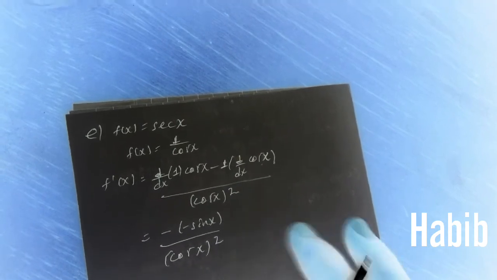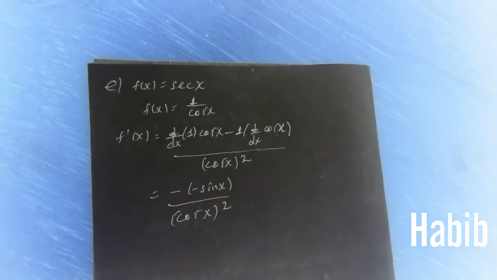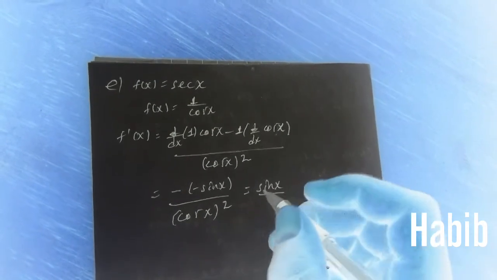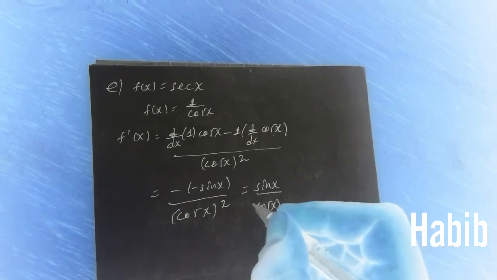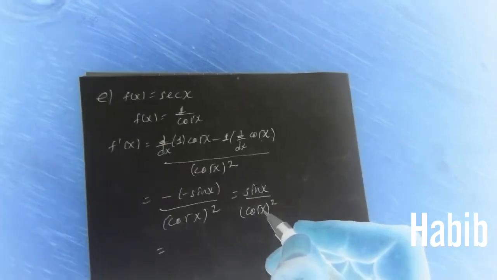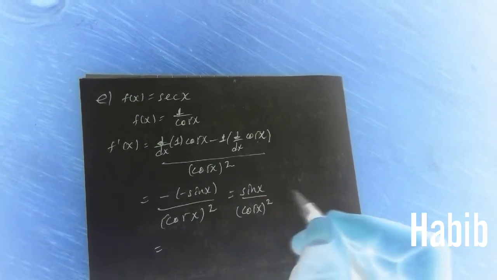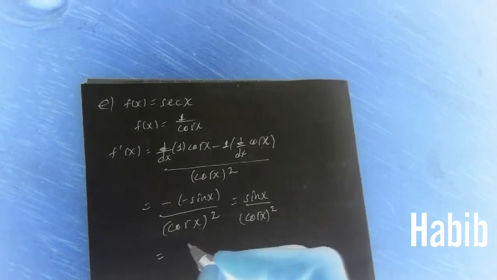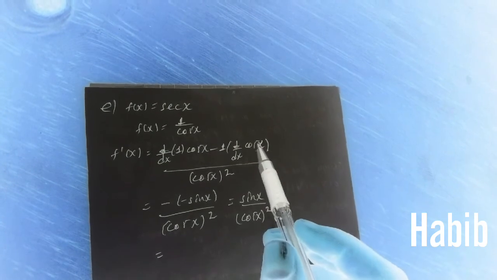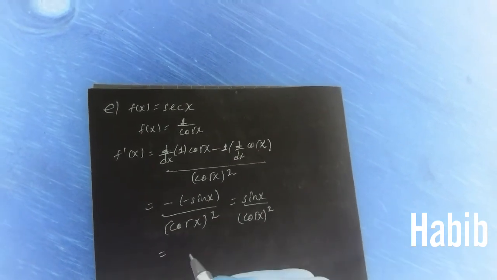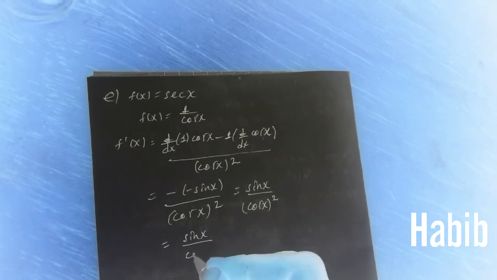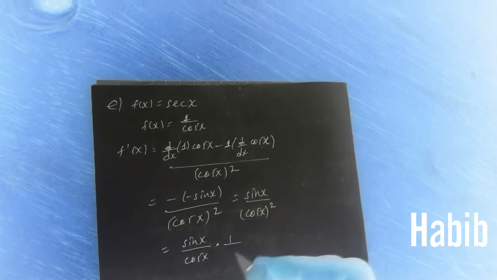This is minus of minus sin x, which equals sin x over cos x the whole square. We can separate the numerator into two terms or two proportions. Therefore, we can rewrite this function as sin x over cos x times 1 over cos x.